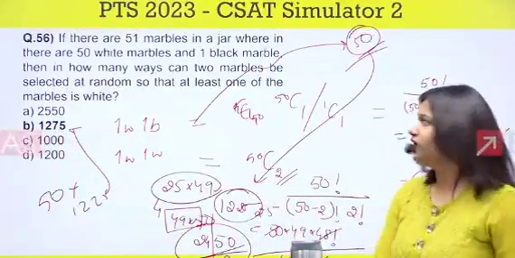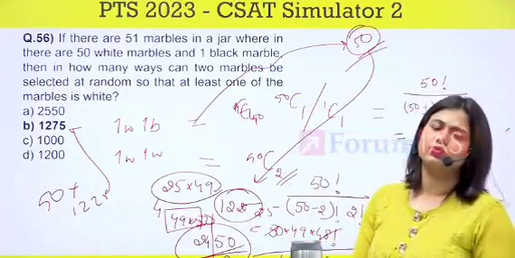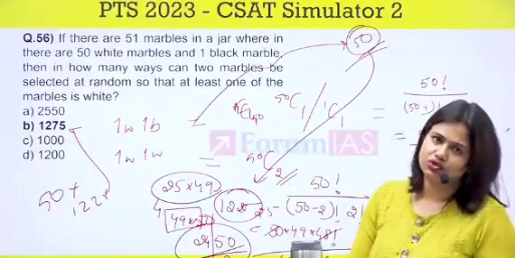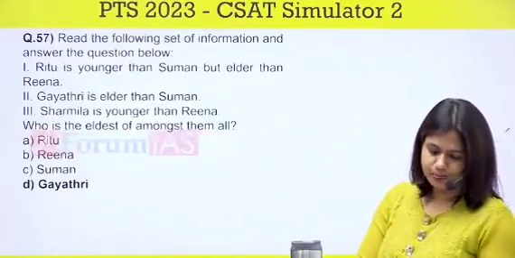Do you get it? All I have to know is how to select from different bags, and I just have to know one formula, which is of combination. Question 56, the correct answer was B.